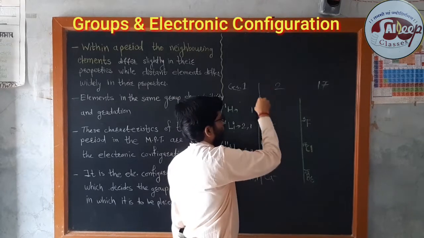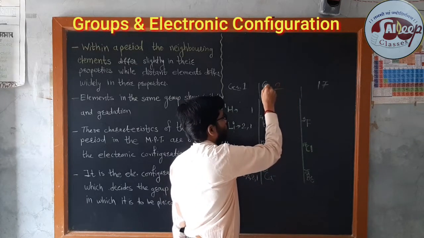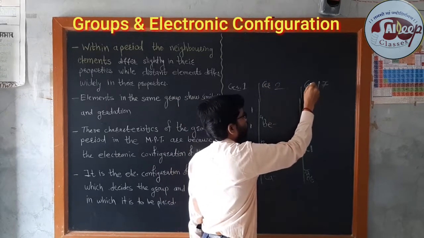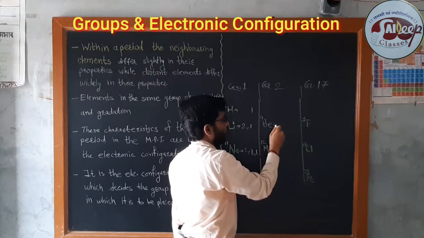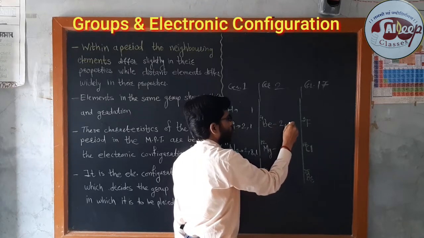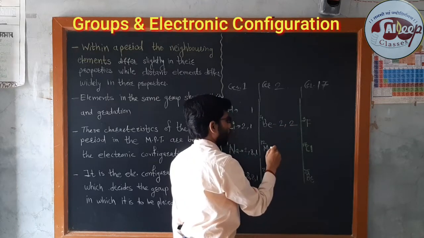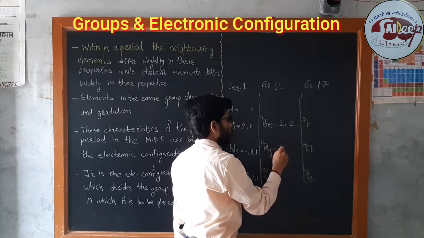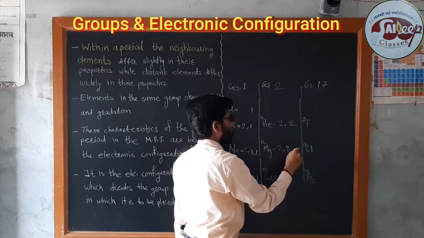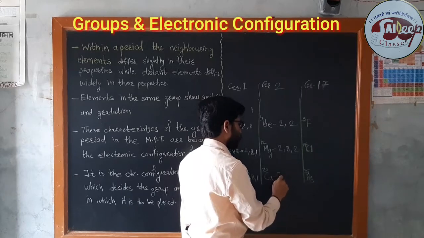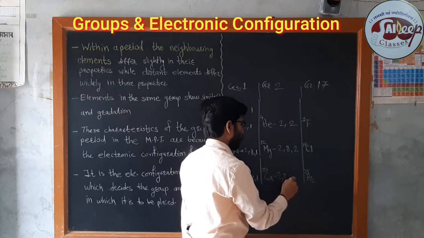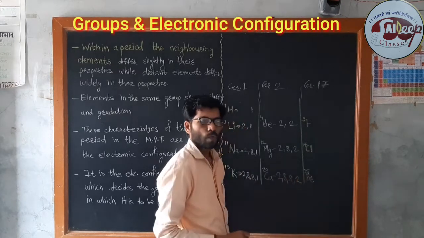Now we take the second example, second group. Beryllium has atomic number 4, that means 2, 2. Magnesium is 12, 2, 8, 2. Calcium is 20, 2, 8, 8, 2.